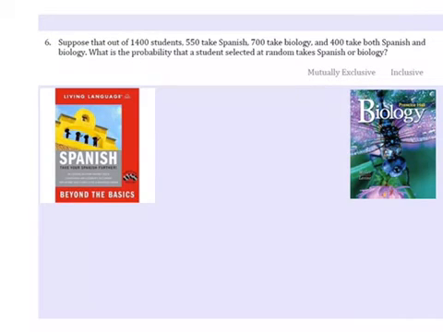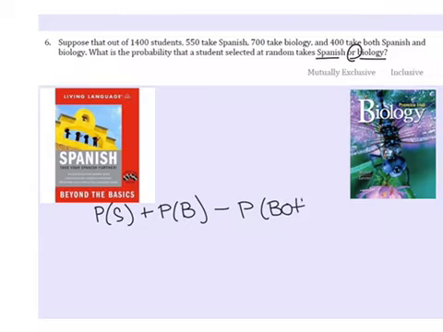So example number 6 here: suppose that out of 1,400 students, 150 take Spanish, 700 take biology, and 400 take both Spanish and biology. What is the probability that a student selected at random takes Spanish or biology? So I'm going to find Spanish, "or" tells me add, and subtract biology. So I'm going to do the probability of Spanish plus the probability of biology. And then we're going to subtract the probability of both. Okay, being both Spanish and biology.